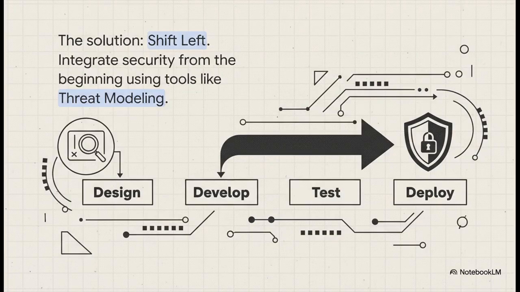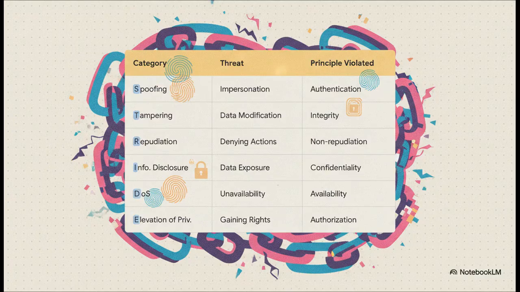The real solution is what we call a shift-left mindset. It's about moving security from the very end of the development cycle to the very beginning. And the most powerful tool we have for this is threat modeling, basically a structured process for thinking like an attacker before you ever build anything. One of the most common frameworks for this is called STRIDE.